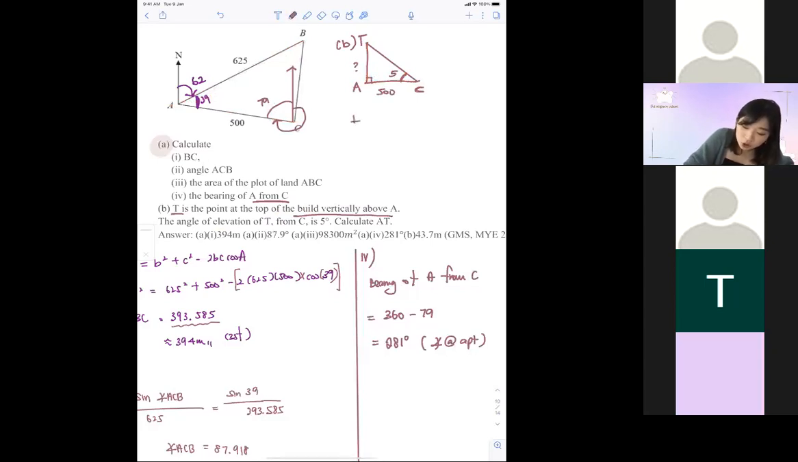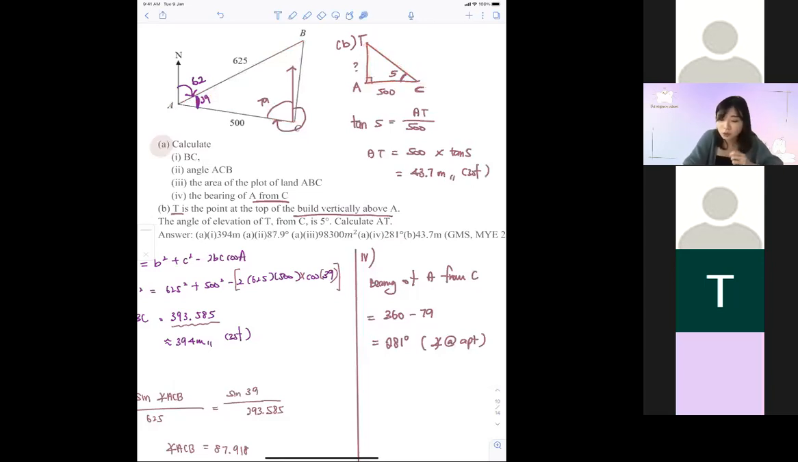We do tangent. So tangent 5 is AT over 500. So AT is 500 times tangent 5. You get the answer, 43.7 meter, 3 SF. As long as you can draw your own triangle, you will get the answer.